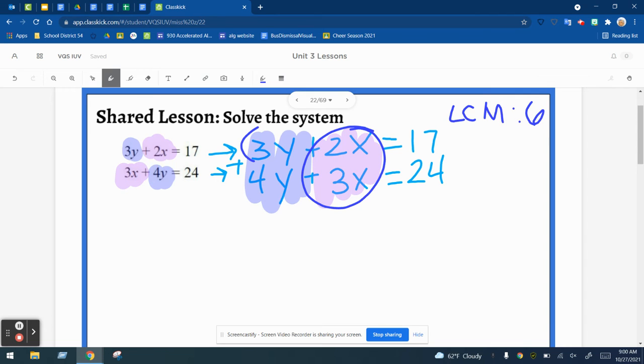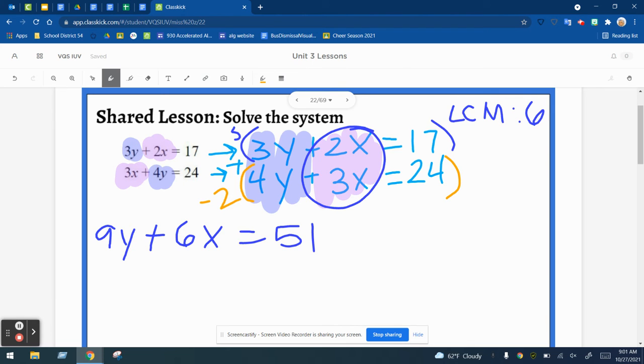So if I multiply this top equation by 3, I'm going to get 9y plus 6x is equal to 51. So to make these opposites, I'm not just going to multiply this bottom equation by 2, I'm going to multiply it by negative 2, so that my x is negative and will cancel out. So I'll have negative 8y minus 6x equals negative 48.